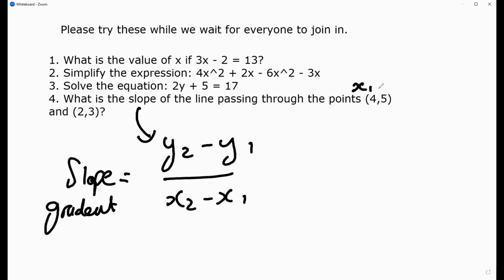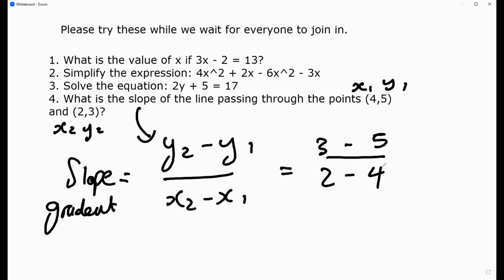I'm going to make this x1, y1, and I'm going to make this one x2, y2. And so from here, I'm going to have 3 minus 5 over 2 minus 4. 3 minus 5 is negative 2. 2 minus 4 is negative 2. Negative 2 divided by negative 2 is positive 1.